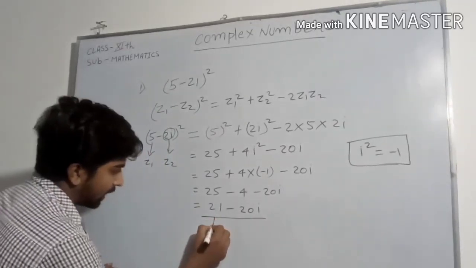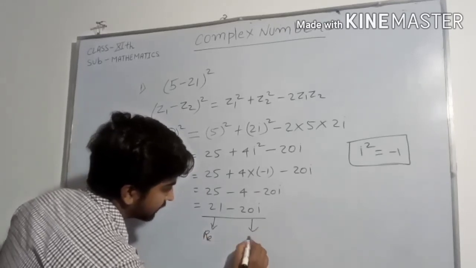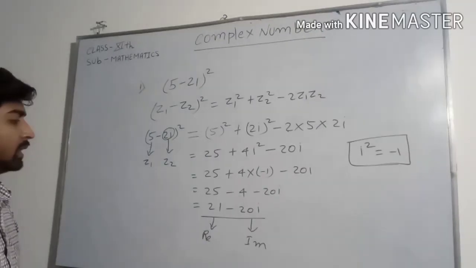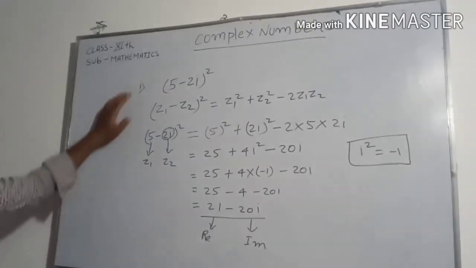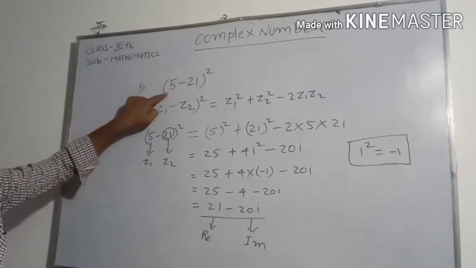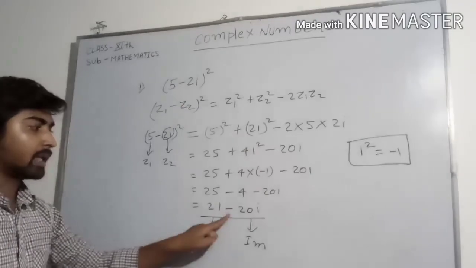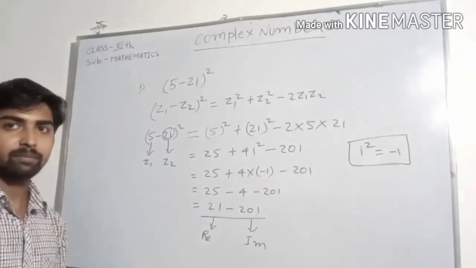This is the real part and this is the imaginary part of the complex number, and we have got our result: square of 5 minus 2i equals 21 minus 20i, which is also a complex number.